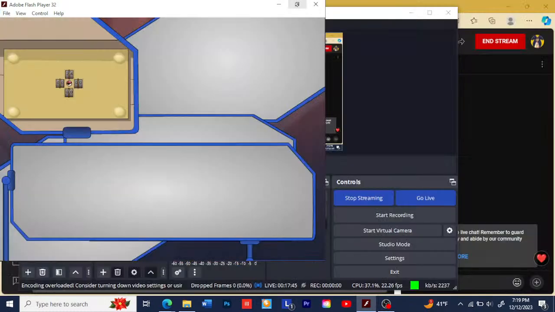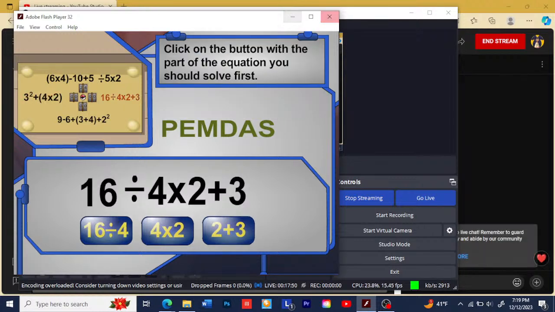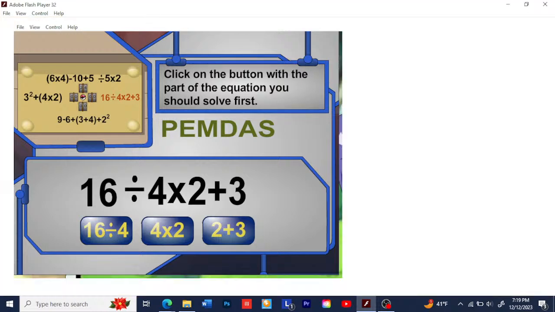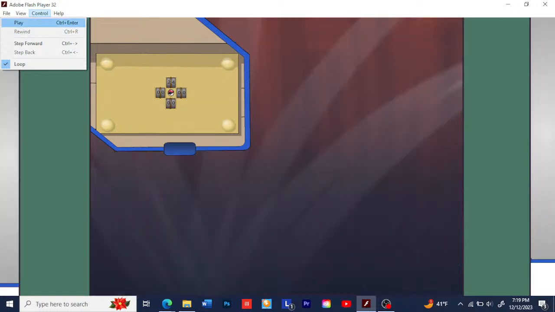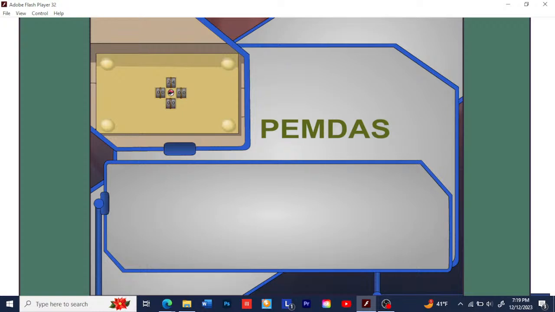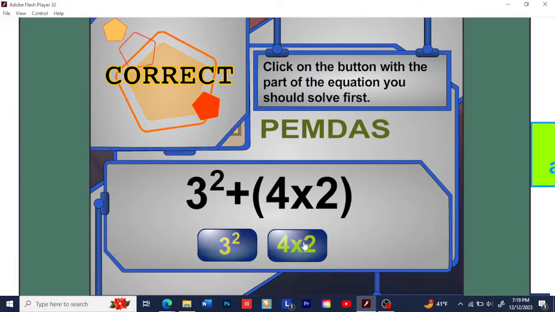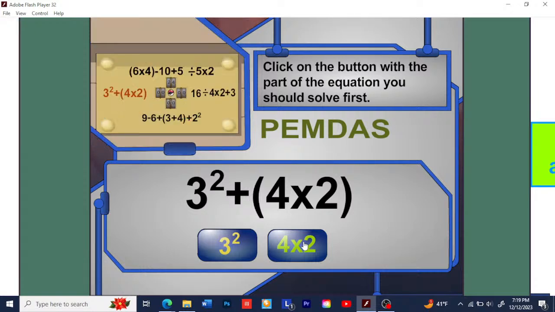Take a look at the puzzle. Highlight and click. Highlight and click on the part of the math problem you should solve first. Take a look at the puzzle. Highlight and click on the part of the math problem you should solve first. Yeah, 4 times 2 are in parentheses, so we work that part out first.